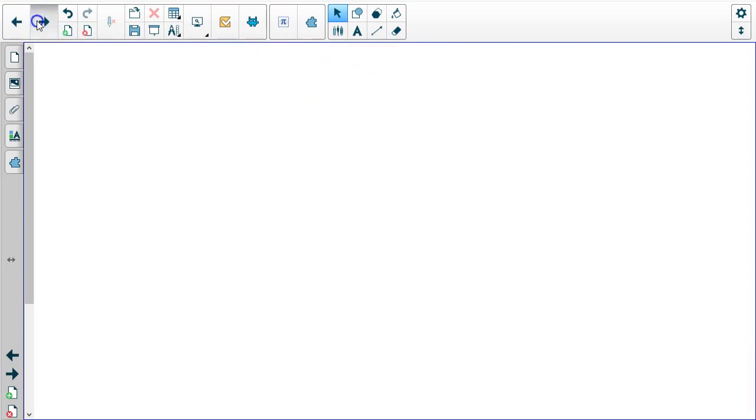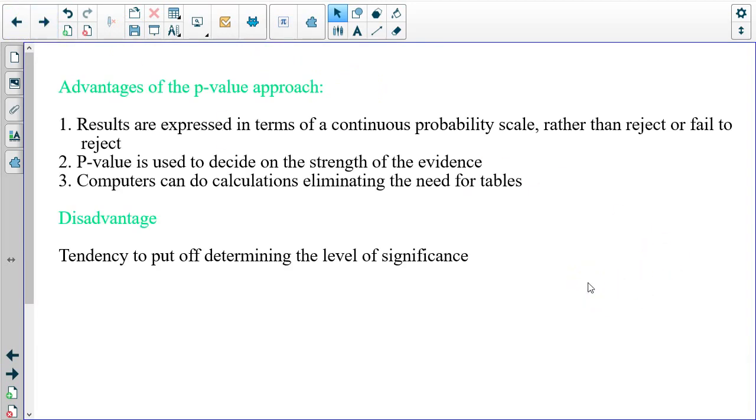All right, the last thing, there's advantages for using the p-value approach. I'm getting ready to teach you what's called the classical approach. The advantage of the p-value approach is that the results are expressed in terms of a continuous probability scale. So rather than reject or fail to reject the null, you're talking about a probability, okay? The p-value is used to decide on the strength of the evidence. Remember, the smaller the p-value, the stronger the evidence against the null. Did you hear me? The smaller the p-value, the stronger the evidence against the null. And then computers can do these calculations, which eliminates the need for tables, okay?